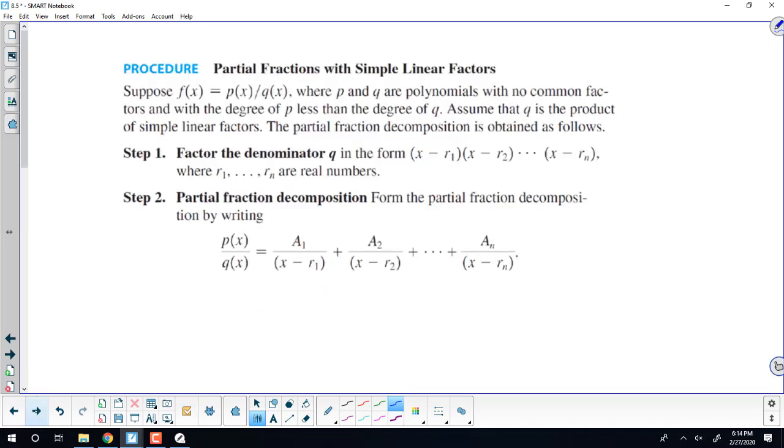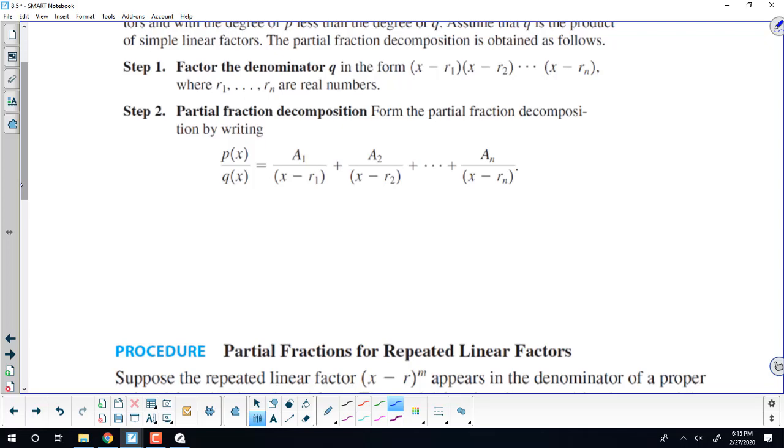Okay, so the procedure for partial fractions with simple linear factors: we're going to rewrite that as A over (x minus 1), A2 over (x plus 5), etc. Most of the time we don't have that many factors to worry about, so we can just use A, B, C, and D instead of A1, A2, A3.